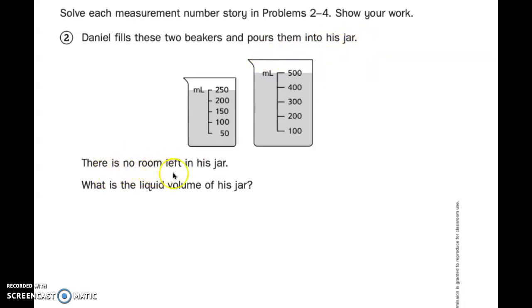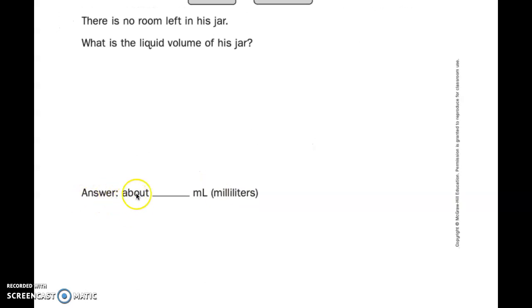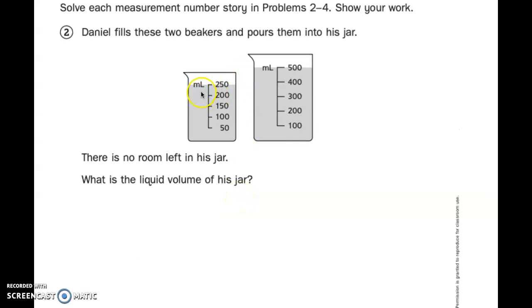There is no room left in his jar. What is the liquid volume of his jar? So once he pours those 2 beakers into a jar, it says what is the liquid volume of his jar? About how many milliliters? And I know this is really tough to see on your paper, but there's a little line. This is where the first one's filled. This is where the second one is filled.